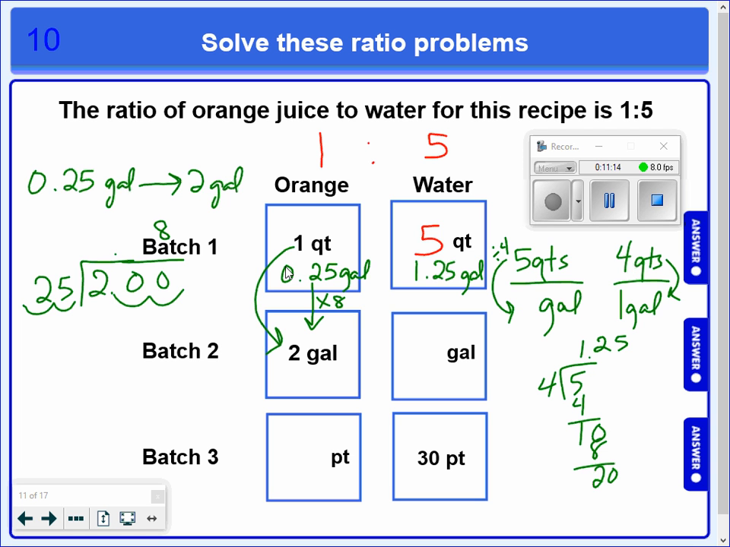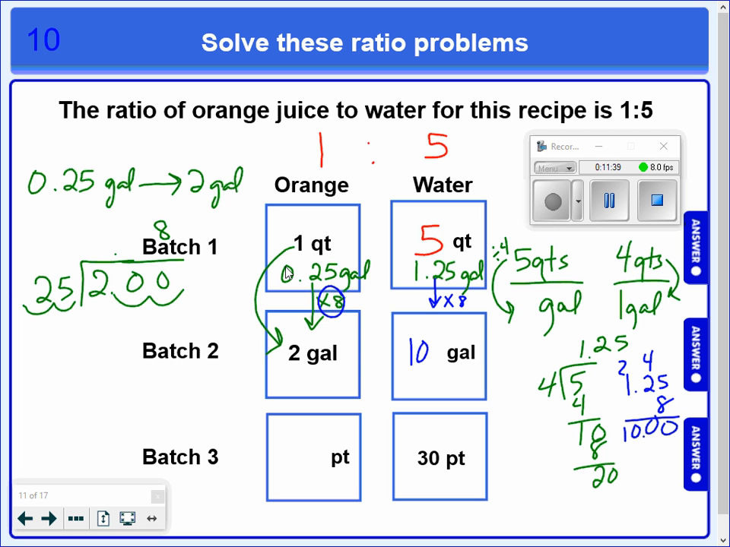And now we just have to do the same thing. So meaning since we did times 8 over here, then we need to do times 8 over here. And 1.25 gallons times 8 is 10 gallons. Okay?